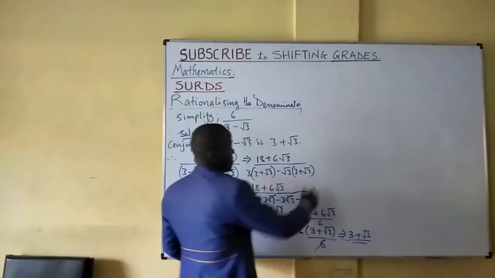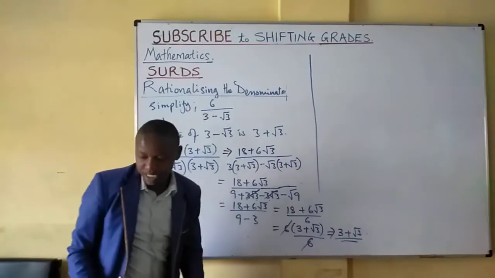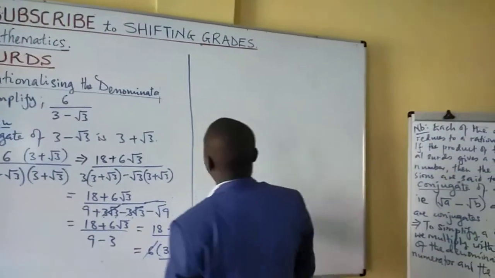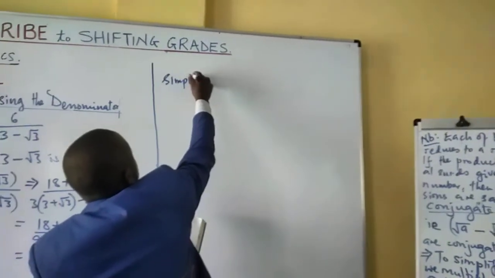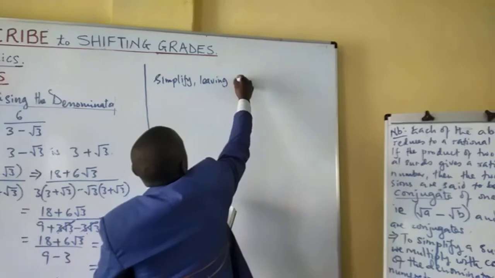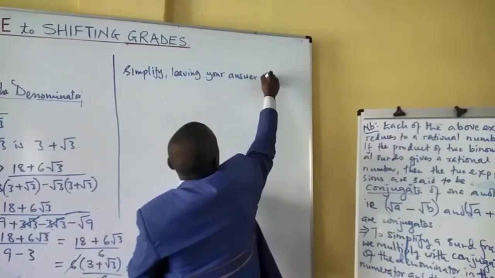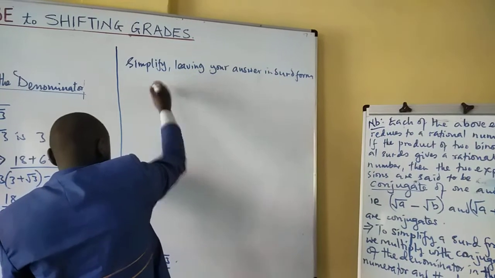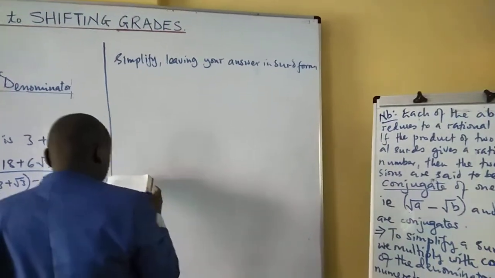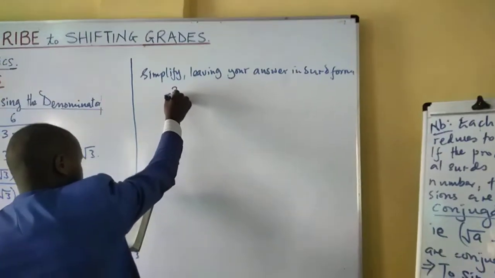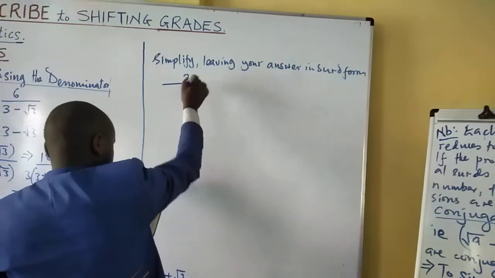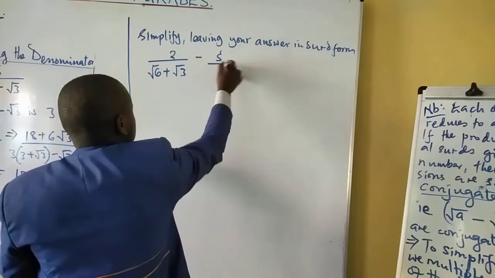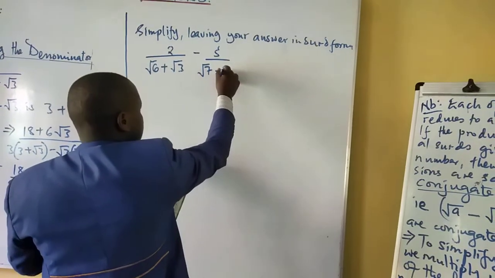I'd like to give another example before I conclude with another concept under the same topic. When you're told, simplify, leaving your answer in surd form. Leaving your answer in surd form. And we are simplifying this expression, which is 2 all over root 6 plus root 3, then minus 5 all over root 7 minus root 5.